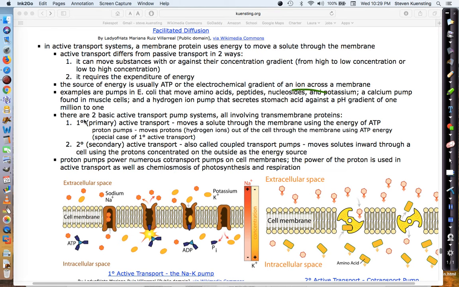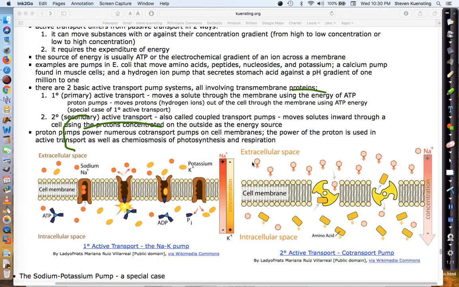There are two basic kinds of active transport pump systems on Earth, primary and secondary. Primary pump systems move a solute through the membrane using ATP energy. Secondary active transport systems are called coupled transport systems. They use the energy of an electrochemical gradient to power the movement of another solute through the membrane. Our examples of both of these are right down below here.